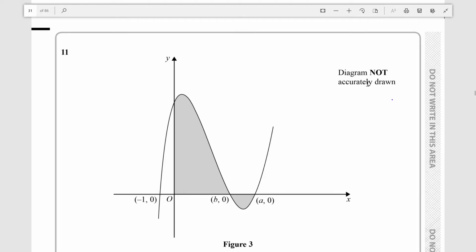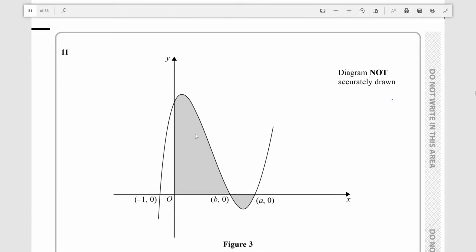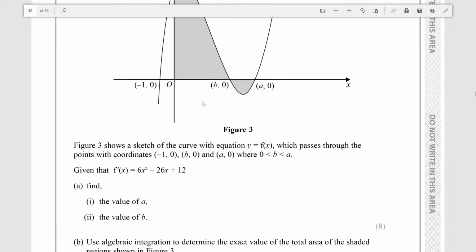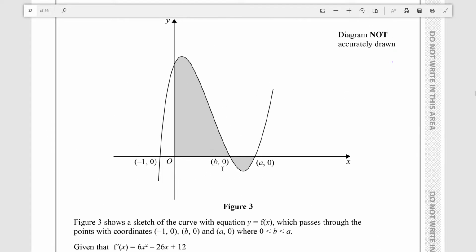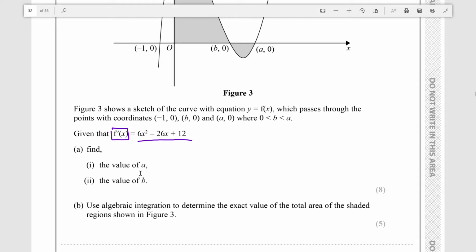Hello everyone! Today we will be going over the last question in paper 1 of the sample assessment material for further pure maths. Now, this question, as you can see from the graph, has a shaded area under a curve, so it looks like it's to do with integration. Figure 3 shows a sketch of the curve f(x), which passes through the points (-1, 0), (b, 0), and (a, 0). Given that the differential of f(x) is this expression here, find the value of a and the value of b.